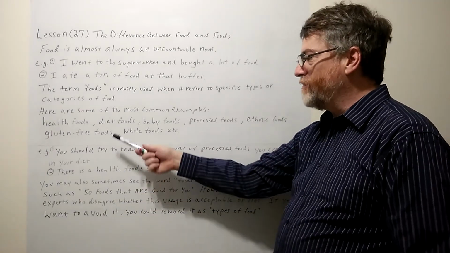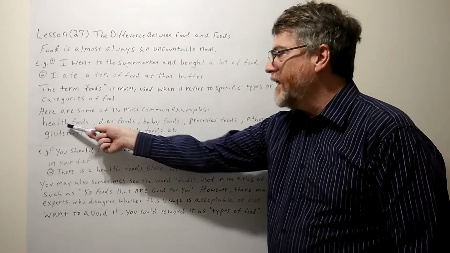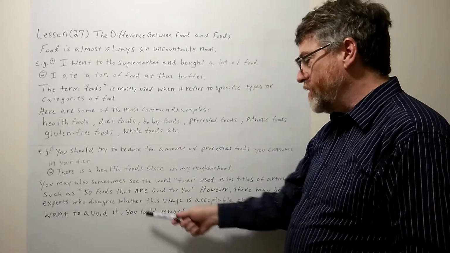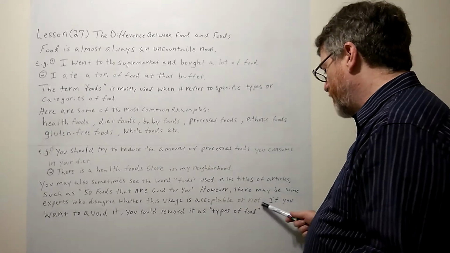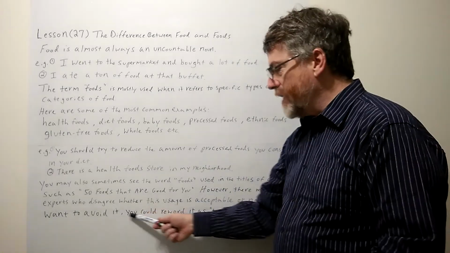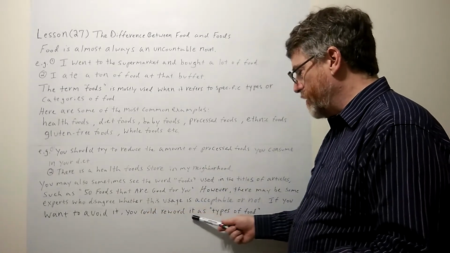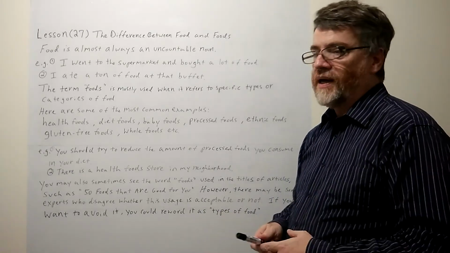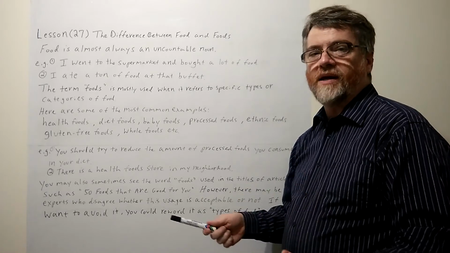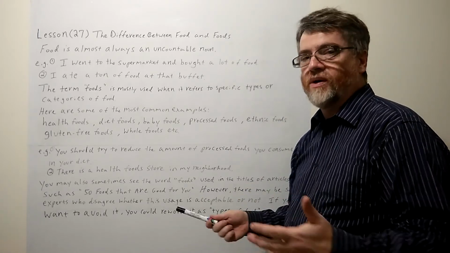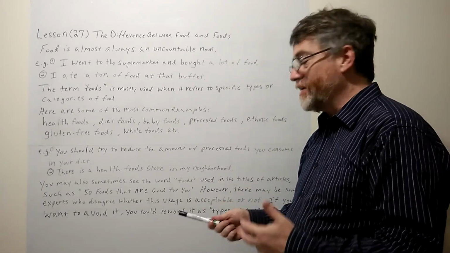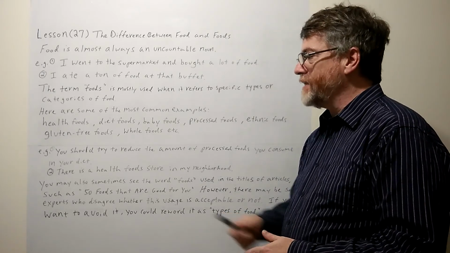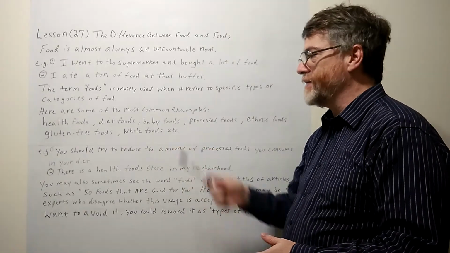Again, most of the time we hear foods, we hear it as a noun phrase, like health foods, diet foods, baby foods. Some disagree whether this usage is acceptable or not. If you want to avoid it, you could reword it as types of food. Sometimes you want to play it safe. You want to make sure it doesn't sound grammatically incorrect or awkward. You might just reword it to play it safe. But again, the most common way is in these sorts of noun phrases.